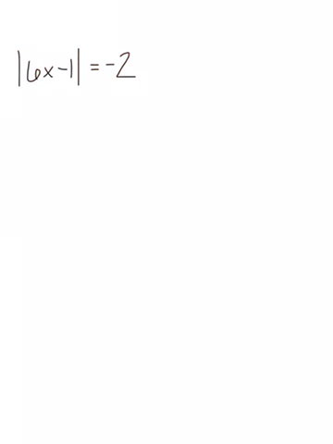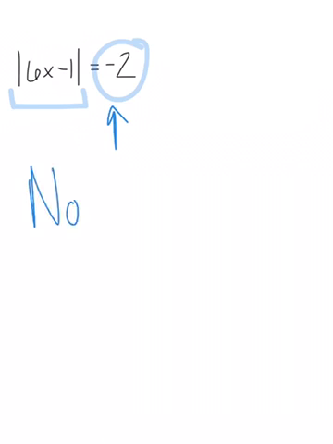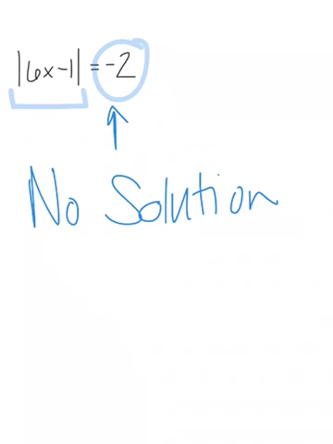Last one here. When I look at this equation, I notice that this absolute value is equal to a -2. There's no number that when I take its absolute value is going to give me a negative number. So as soon as I see this, I know that there is no solution in the real number system that's going to make that true. So there's no solution when I have the absolute value equal to a negative number.